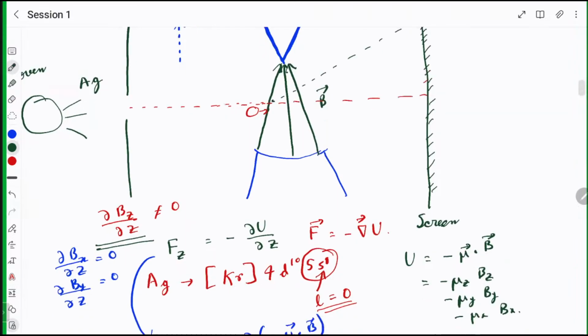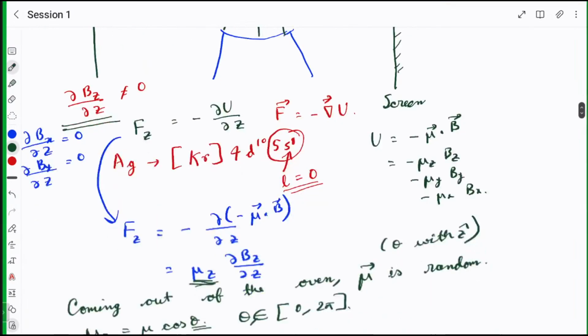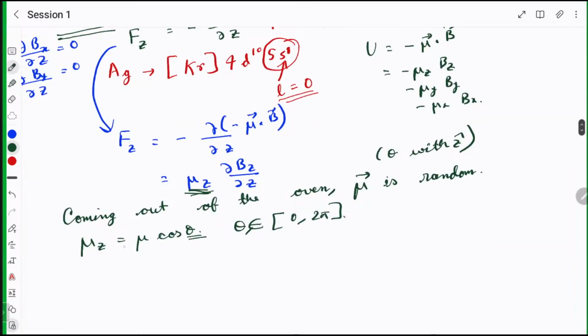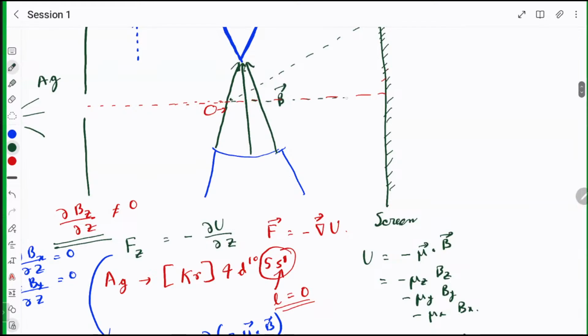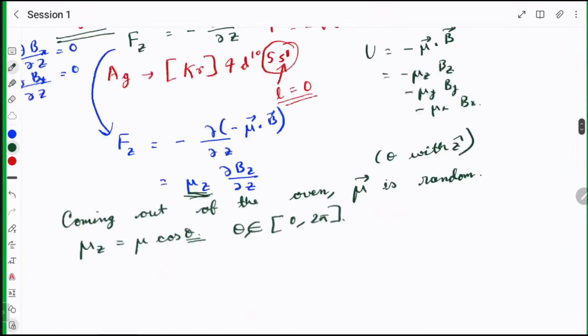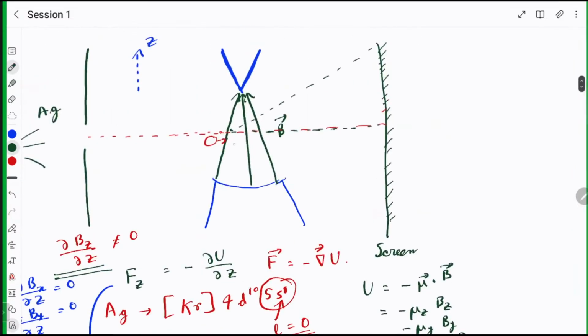On the other hand, if mu z is very small, say cos theta is such that mu z is almost zero, then it will go through without any deflection. And if mu z is negative, then it should be deflected in the negative z direction, because the force would be in the negative z direction.